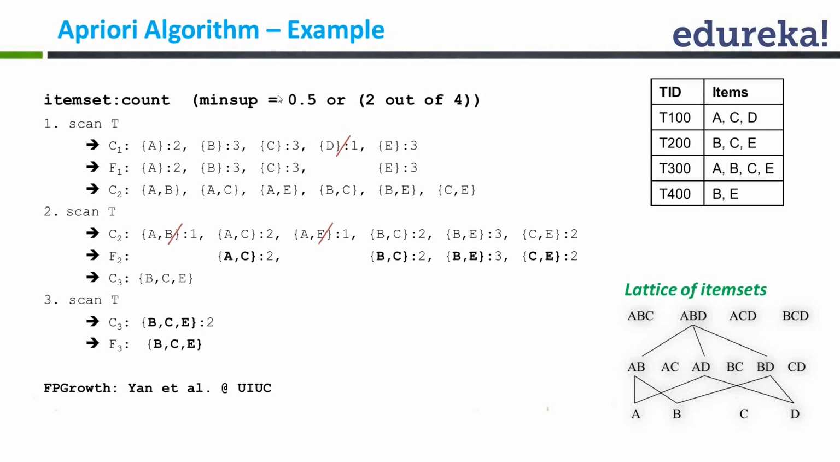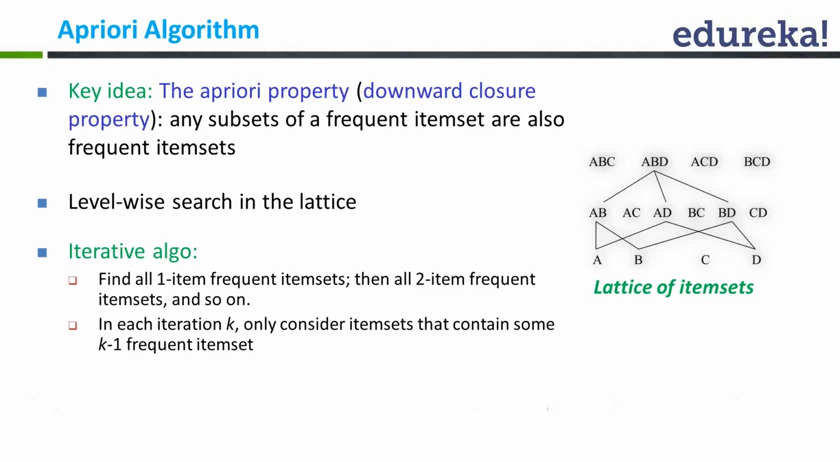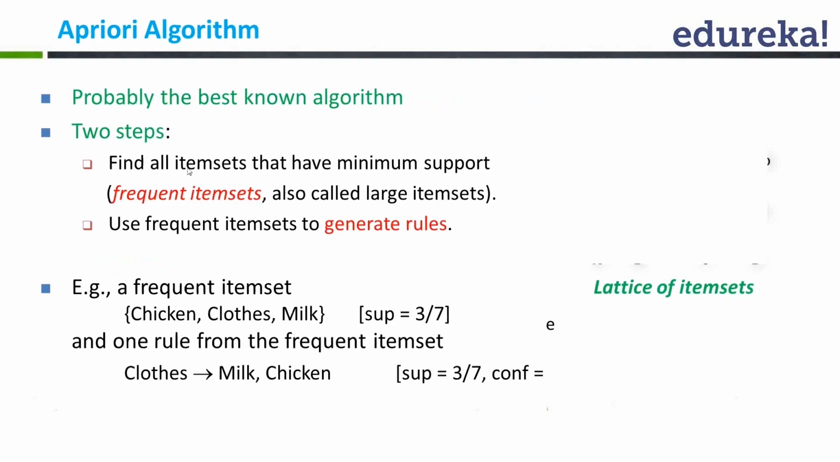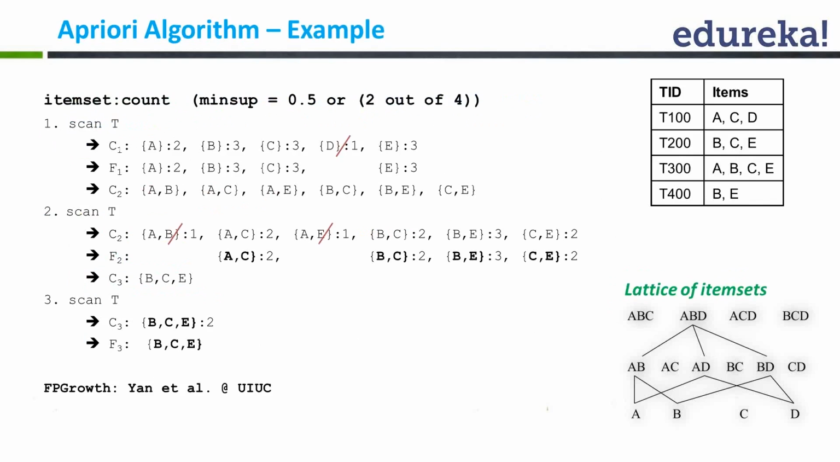And let's say my minimum support is 0.5. That means I am interested in all those item sets and rules whose frequency is greater than 50%. Now, the way you compute the first step, which is finding all the frequent item sets, is going step by step. In the first step, you look at all the single item sets with one item.